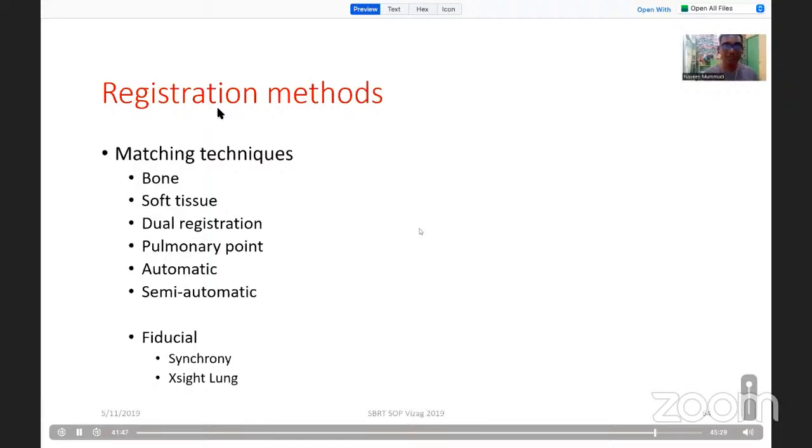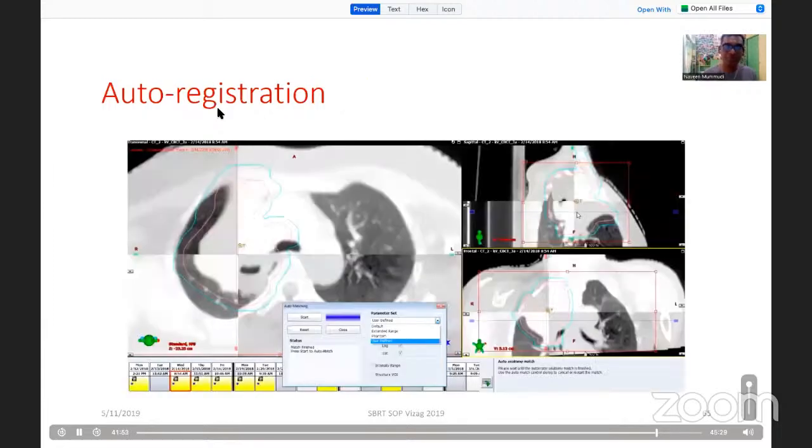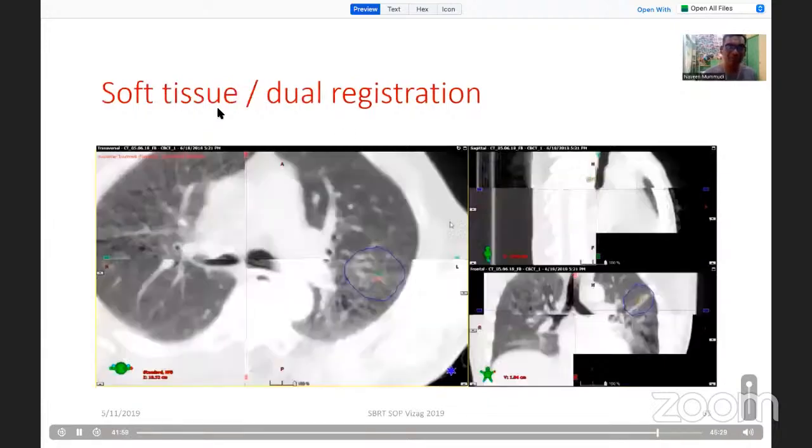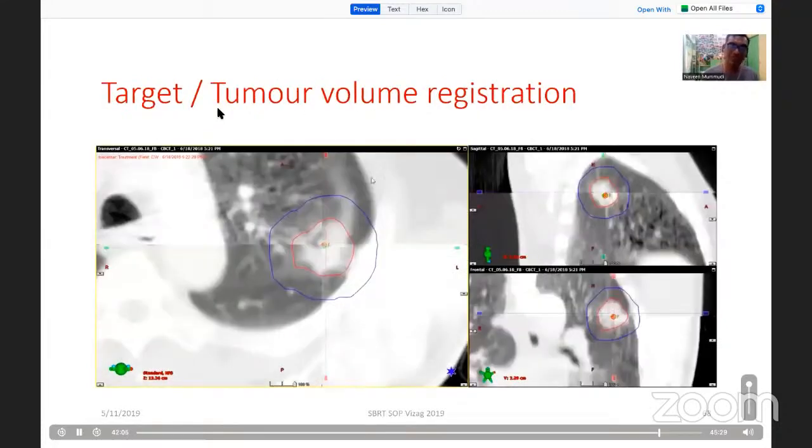Once you're done with the planning, it's important to do your treatment delivery properly. There are various matching techniques that can be used. I'm not going to go much into it, but this is what we do. You do a bony landmark registration first, and then you do the soft tissue registration. It's called a dual registration. Then you make sure that the PTV is within your tumor. So sometimes the tumor is within your PTV.